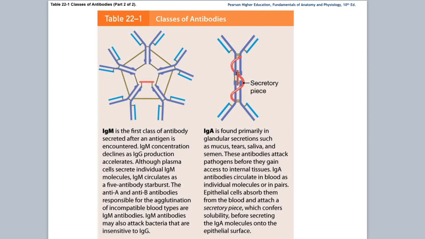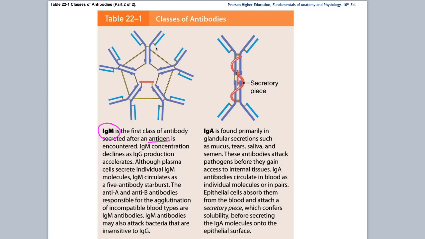Here we have two more. So IgM is when we have encountered an antigen. When we encounter a foreign antigen the first time, we start producing lots and lots of this antibody called IgM. And see how it's sort of like an antibody complex. See how we have multiple antibody structures in here, and they're all linked together in this big pentagonal shape.